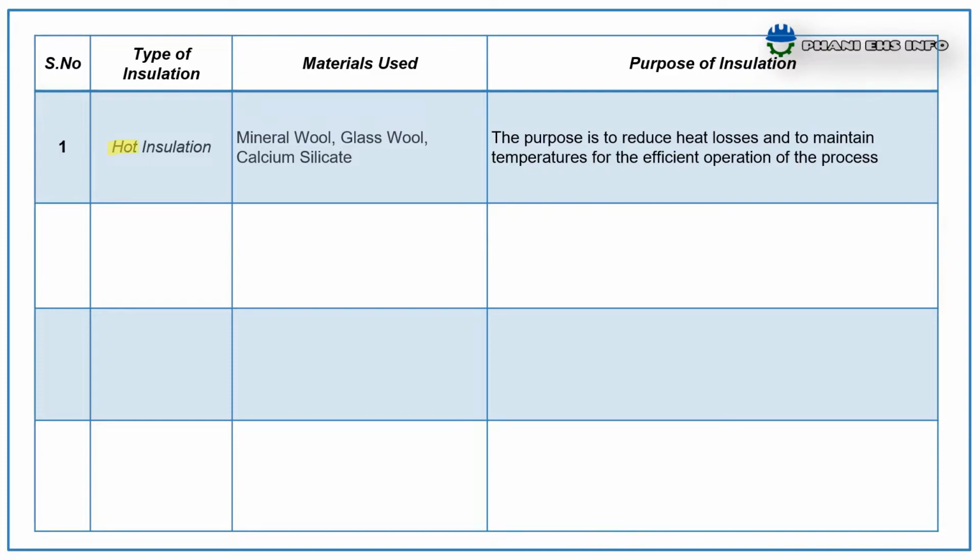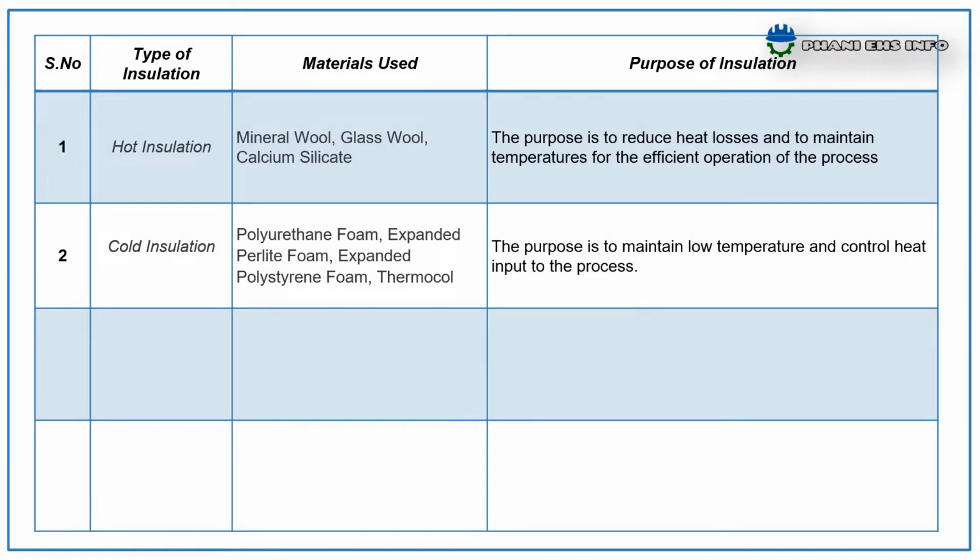First one, hot insulation. Mineral wool, glass wool, calcium silicate are the materials used in hot insulation. The purpose is to reduce heat losses and to minimize temperatures for the efficient operation of the process. Second one, cold insulation. Polyurethane foam, expanded pentyl foam, expanded polystyrene foam, thermocol are the materials used in cold insulation. The purpose is to maintain low temperatures and control heat input to the process.